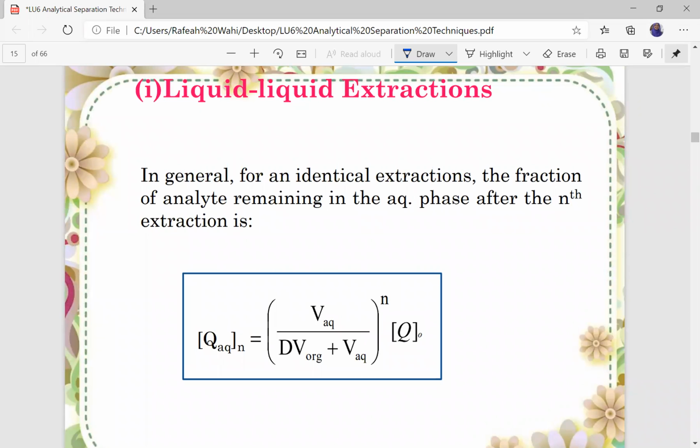In general, for n identical extractions, the fraction of analyte remaining in the aqueous phase after the nth extraction is given by this equation. Here, n means how many times the extraction is conducted. So this is the equation for quantifying the amount of extraction.